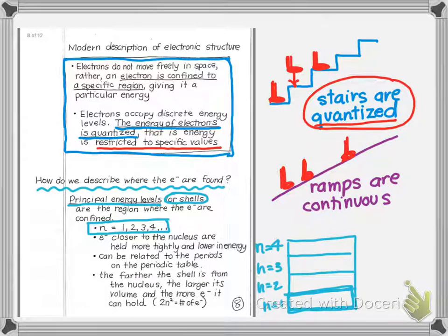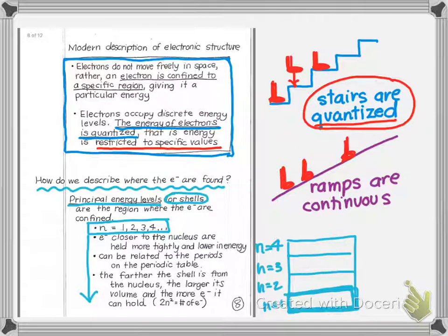So let's read these things and see how we describe it. Okay, so the electrons closer to the nucleus are held more tightly and are lower in energy. So the lower the number is, the closer to the nucleus. So n equals 1 is closer to the nucleus, so its electrons are held more tightly, and they would be considered lower in energy. Number 2, these numbers 1, 2, 3, 4 can be related to the periodic table, which is in the next video.